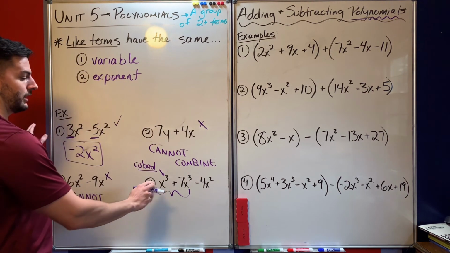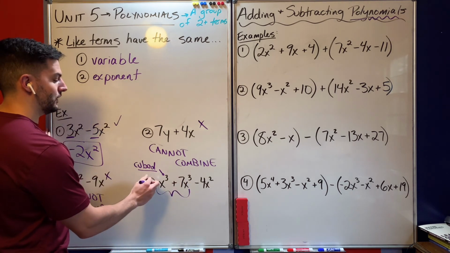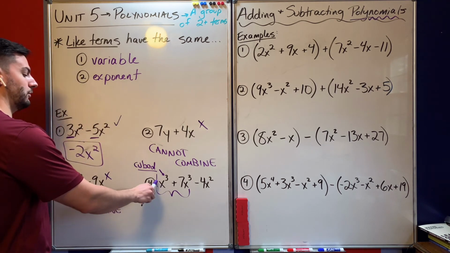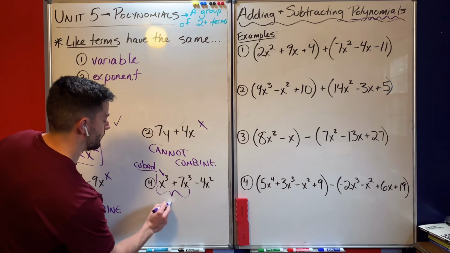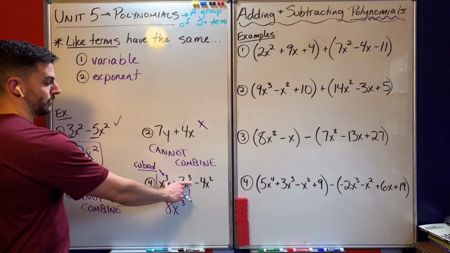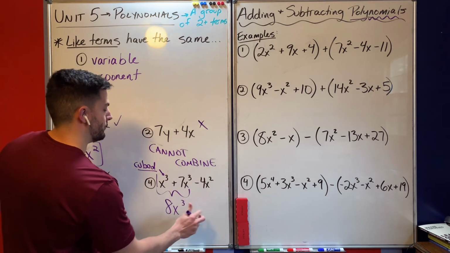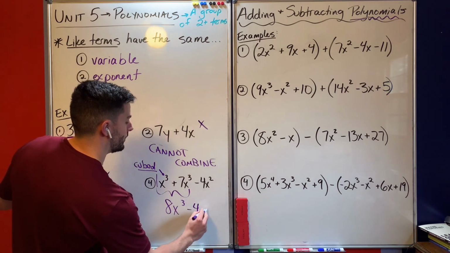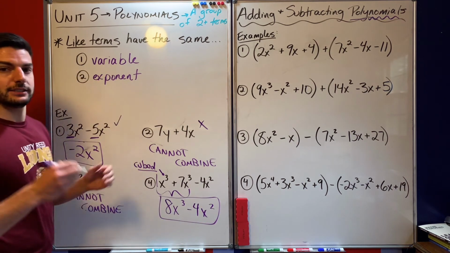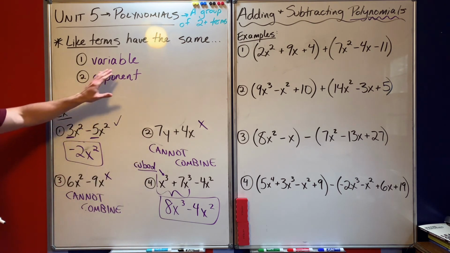Let's think about this. This is x cubed plus 7x cubed. It's not showing it, but this is like saying 1x cubed. So when I add these, I think 1x cubed plus 7x cubed gives me 8x cubed. Again, I'm not combining the exponents at all, just the numbers out in front. Then minus 4x squared cannot combine with that because it doesn't have a 3 exponent. So that's as much as I can combine in that group. That's what we're thinking as we do these.